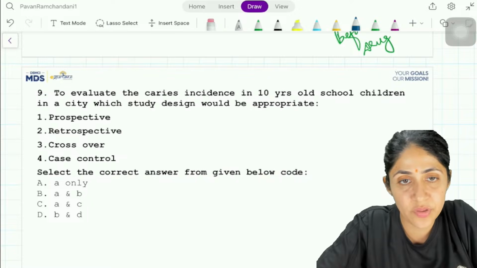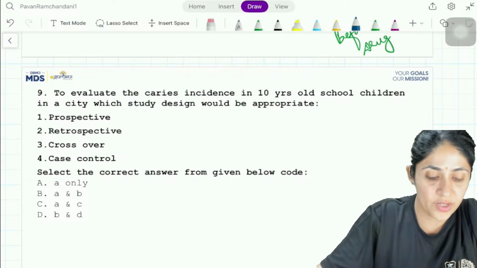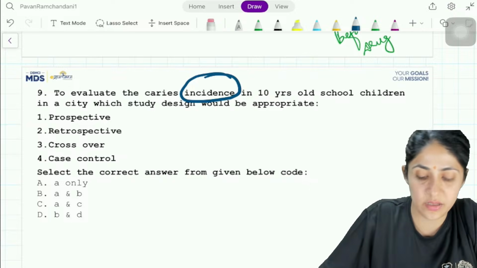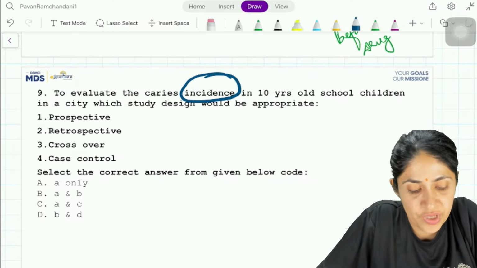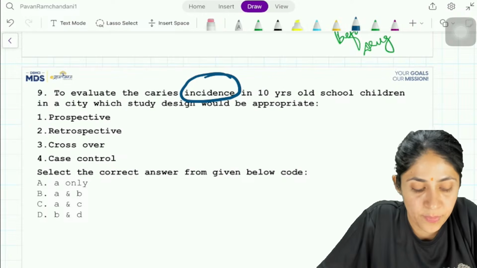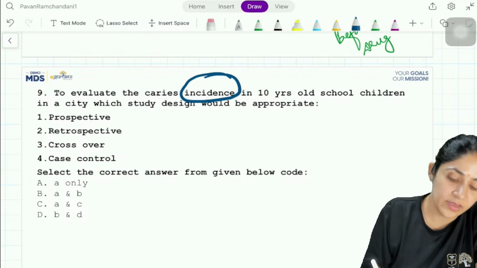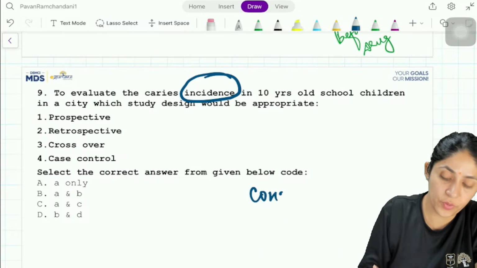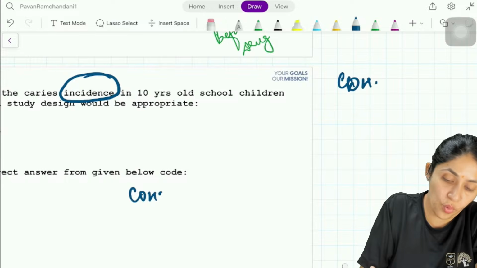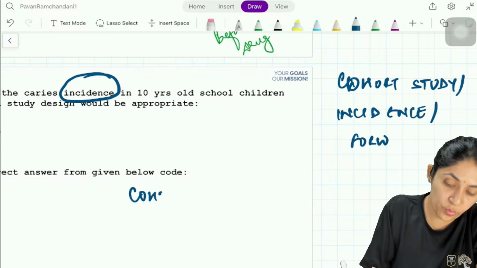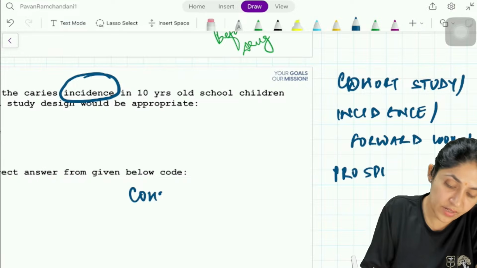Coming to the next question: to evaluate the caries incidence, if we are talking about incidence here, in 10-year-old school children in a city, which study design would be appropriate? First of all, what is the other name of incidence study? The cohort study. The other name of cohort study is incidence study, or forward looking study, or prospective study.